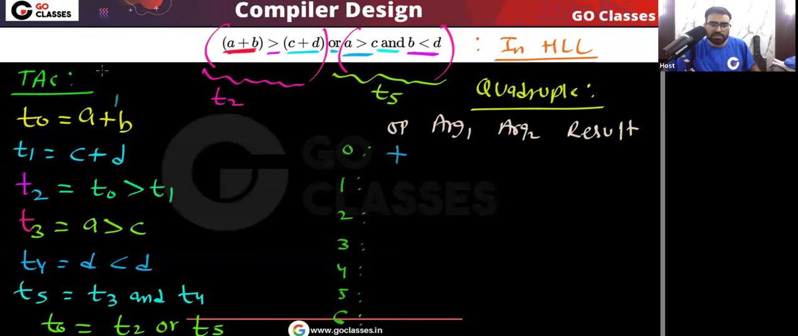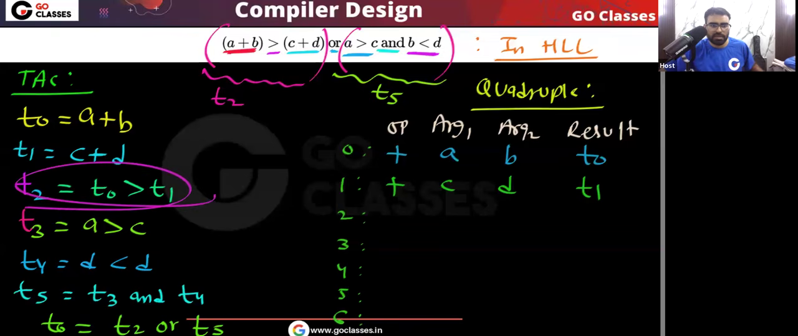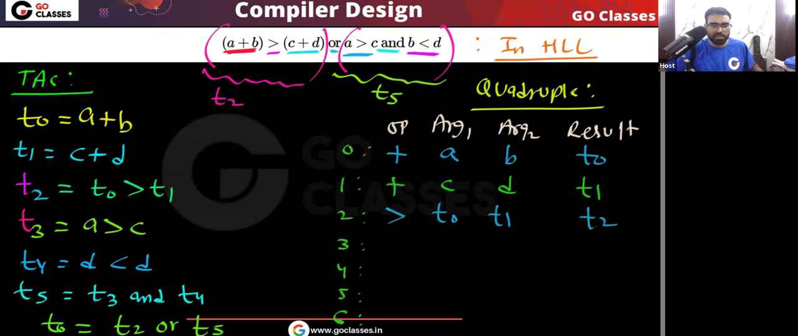The operator is plus. Plus is the operator, arguments are a comma b, and the result is T0. That's it. What about this next one? The operator is plus. What are the arguments? Arguments are c comma d, and the result we are storing in T1. What is the operator for the next instruction? For the next instruction, the operator is greater than. This is the operator greater than, and you can see the arguments are T0, T1, and the result will be stored in T2. This is the quadruple representation.